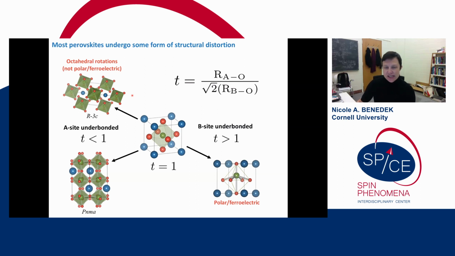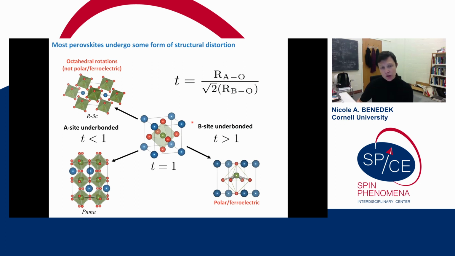The tolerance factor is an empirical measure. It relates the structural stability of a perovskite in the cubic phase to its chemical composition. So here R_AO and R_BO are the ideal AO and BO bond lengths. When t equals 1, that indicates that we have perfect close packing and the material is predicted to be stable in this cubic phase.